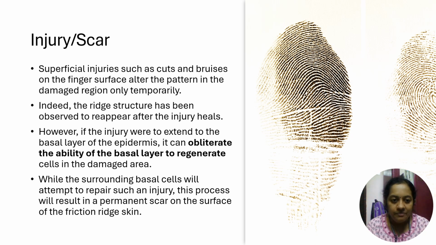This slide is on injury scar. There are some superficial injuries such as cuts and bruises on the finger surface that alter the pattern in the damaged area of the finger or the palm temporarily. When it is temporary, it means the basal layer of the epidermis has the ability to regenerate the ridge surface. When it becomes permanent, which means it produces a scar, the basal layer is destroyed and cannot regenerate those ridge patterns again.